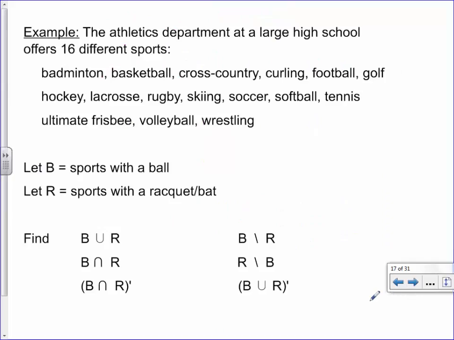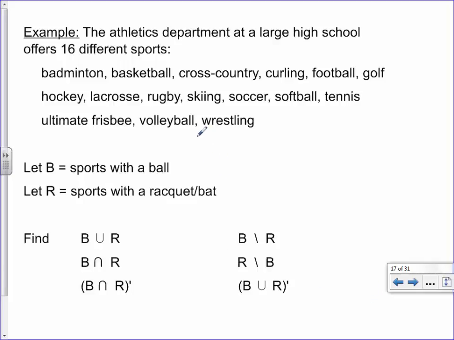Okay, let's try this example here. You're able to take part in all of these sports. This would be an awesome school. So you can do badminton, basketball, cross country, curling, football, golf, etc. They've got a lot of sports available here. So what we'd like to do here is let's list them as sports that have a ball and sports that have a racket and a bat. Or sorry, a racket or a bat.